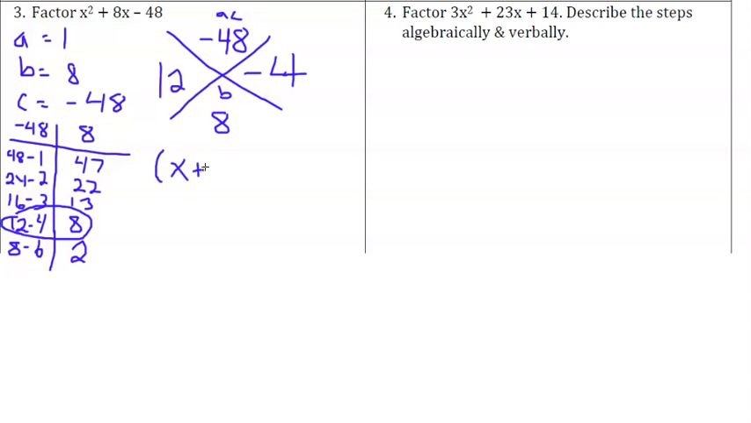X plus 12 times x minus 4. And there's nothing else we need to do here, so this would be our factored form. That's our answer.